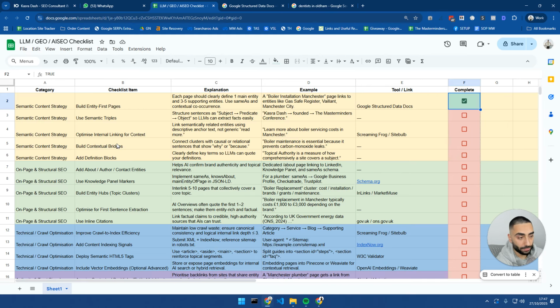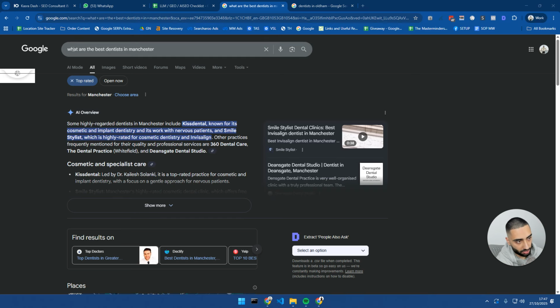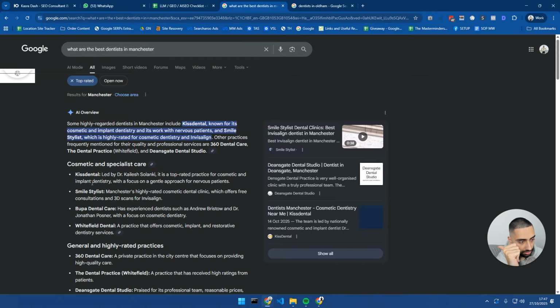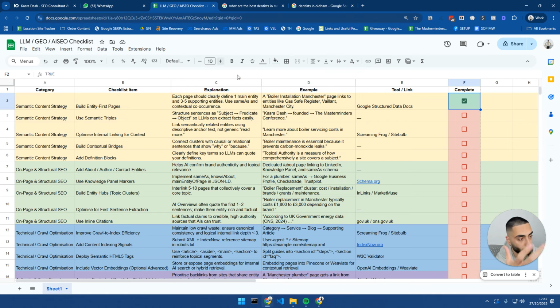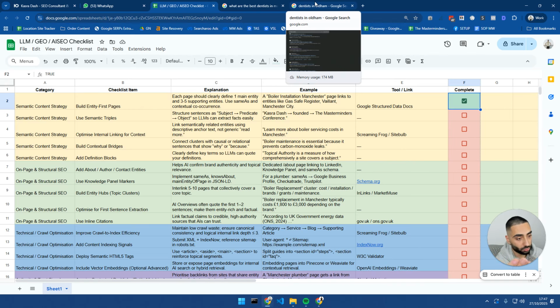When I've looked at a lot of websites, they don't have that. That's why they're not ranking in AI overviews. So for example here, if I was to search what are the best dentists in Manchester, for your business to get pulled into this, Google first of all needs to realize, A, you are a dentist company, B, which services you provide, and C, that you're actually in Manchester. So this goes for any type of business. It doesn't matter if you're a boiler company, a hairdresser, or a dentist. A lot of the time, this is what you actually need.